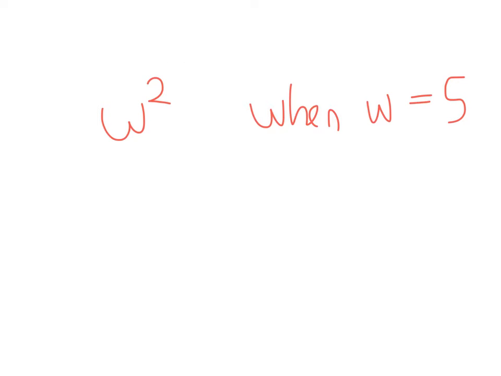So in this case here, I have w squared when w equals 5. All that means is I'm going to go ahead and change this to 5 squared as I substitute in the value of w, and that's 5. So 5 squared is equal to 5 times 5, and that's just 25.